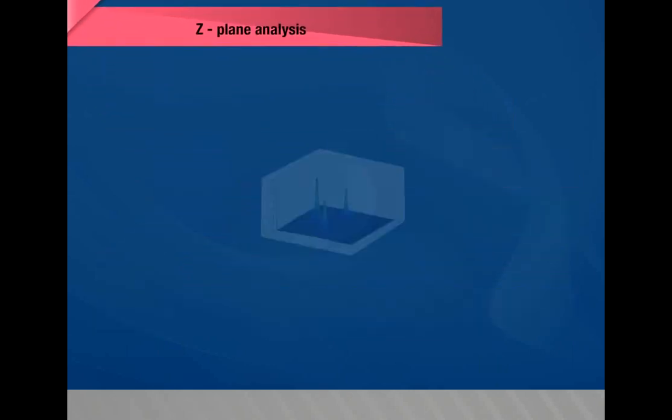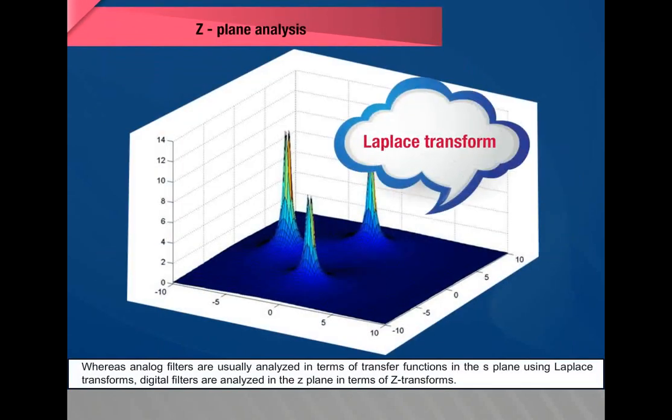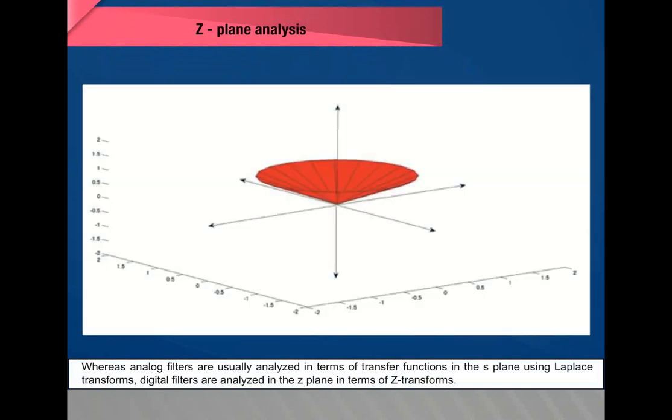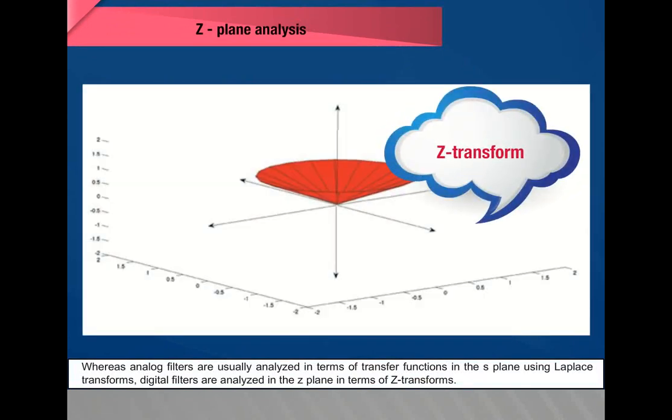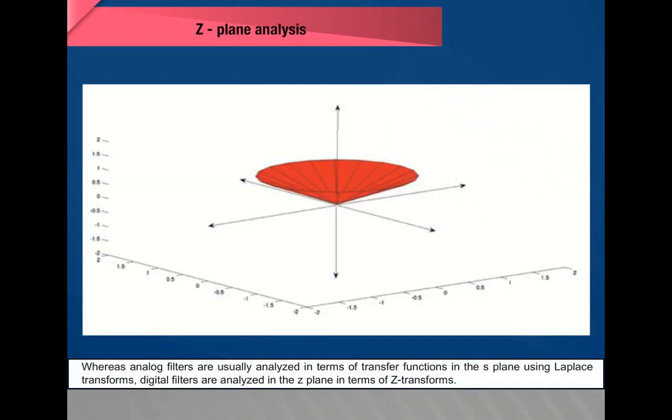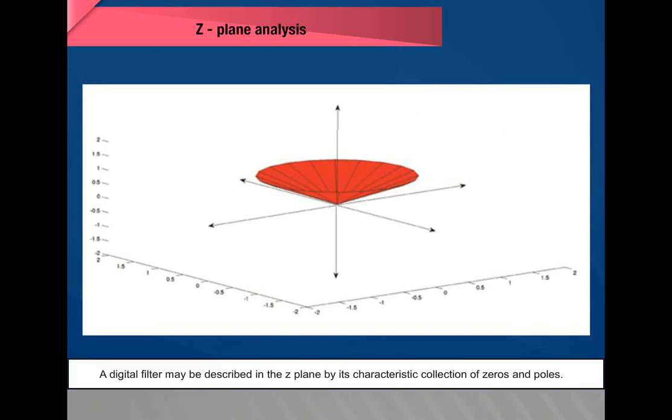Z-plane analysis. Whereas analog filters are usually analyzed in terms of transfer functions in the S-plane using Laplace transforms, digital filters are analyzed in the Z-plane in terms of Z transforms. A digital filter may be described in the Z-plane by its characteristic collection of zeros and poles.